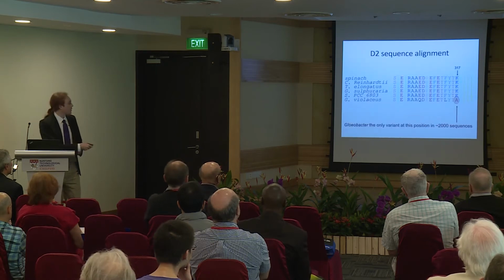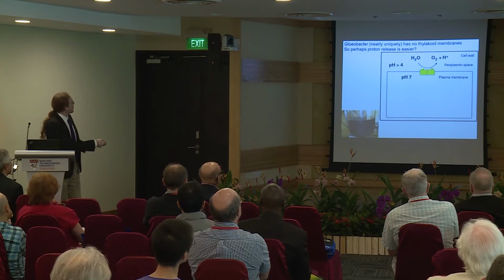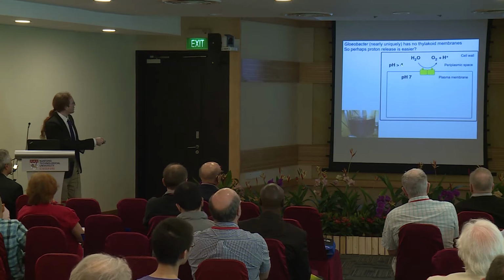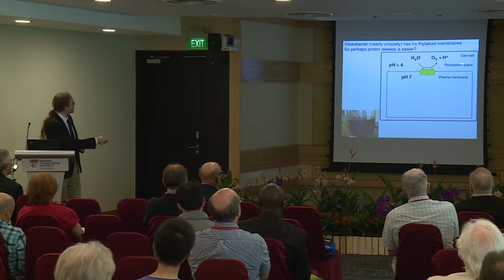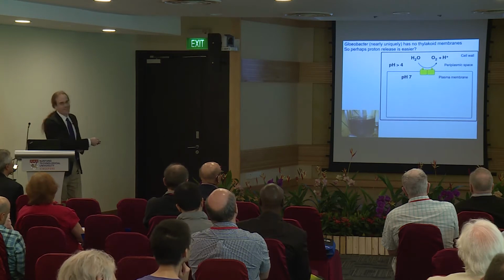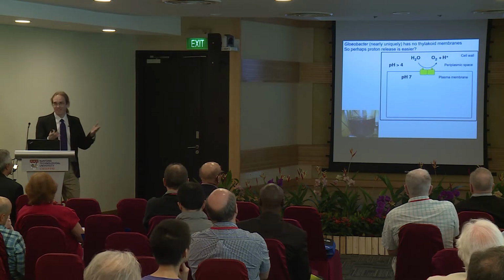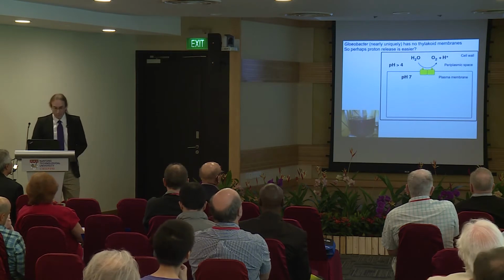In Gloeobacter, there is no thylakoid membrane. From PS2, the protons exit straight into the periplasmic space. So maybe acidifying this, essentially the Pacific Ocean, is easier than acidifying the thylakoid lumen. So maybe there's some reason why that might be.